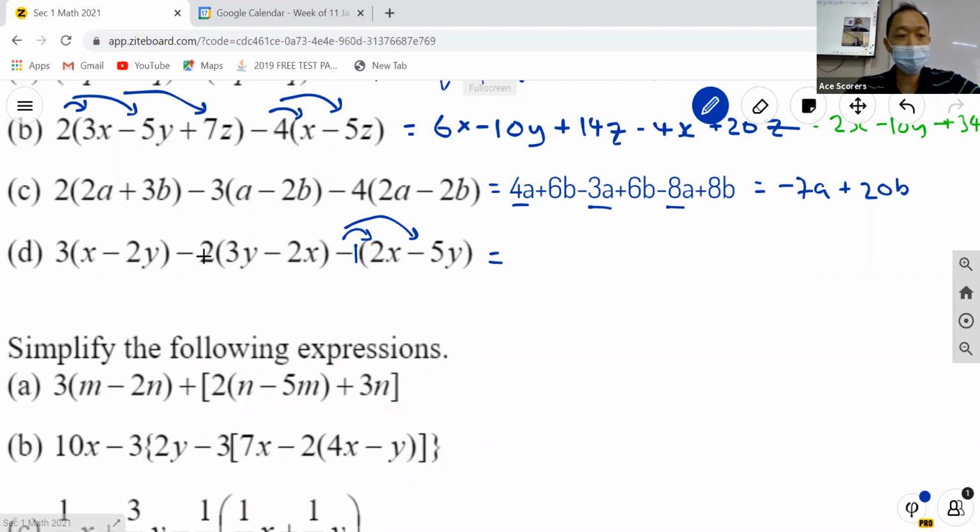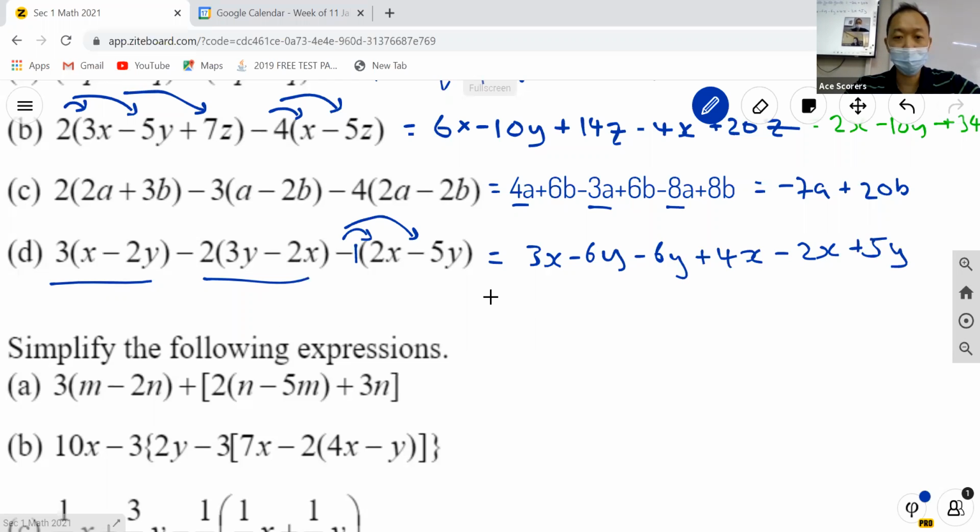So what we do is we do the rainbow thing, right? So we get 3x, take away 6y. That's from the first part. Second one, negative 6y, then plus 4x. And the last one, minus 2x, plus 5y.